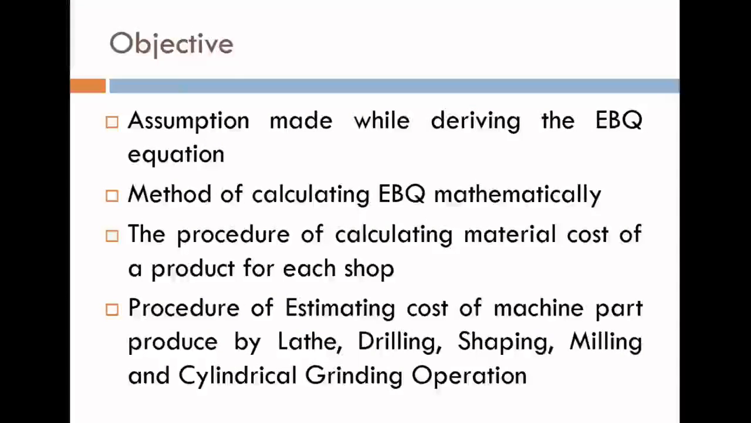Today's objectives: first, the assumptions made while deriving the EBQ equation. Second, the method of calculating EBQ, as we solve mathematically here. Third, the procedure of calculating the material cost of a product for each shop. And fourth, the procedure of estimating the cost of the machine part produced by the various machine operations.